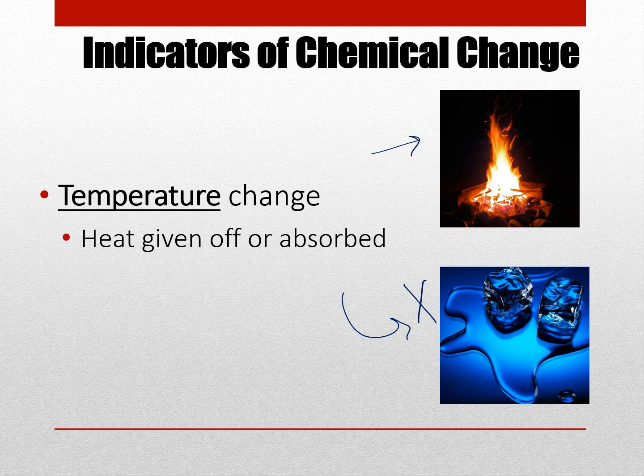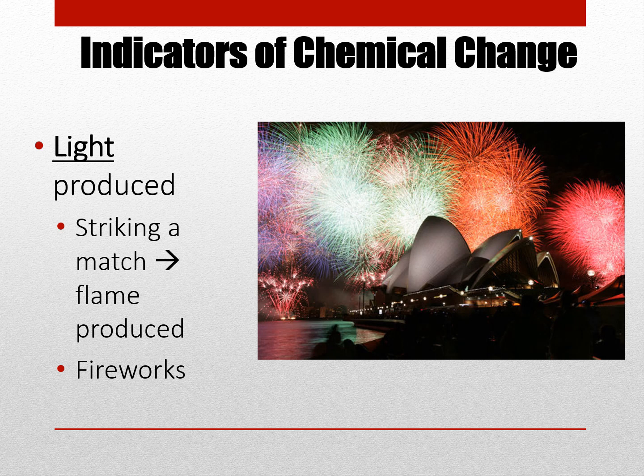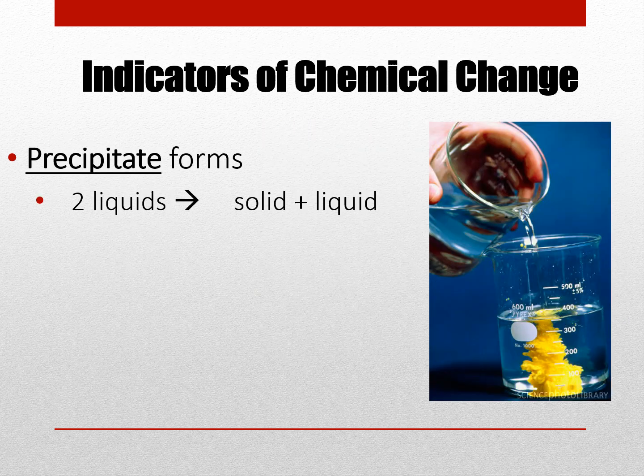Hot packs are also the same thing, as long as they're those disposable ones that you have to kind of crack open. Light being produced: so fireworks or a match, those are all great examples of how you would see light. Things that are glowing, that is also typically going to be a chemical change, such as a glow stick.